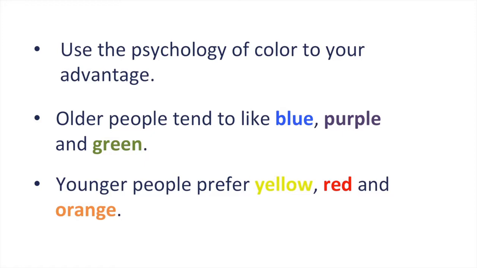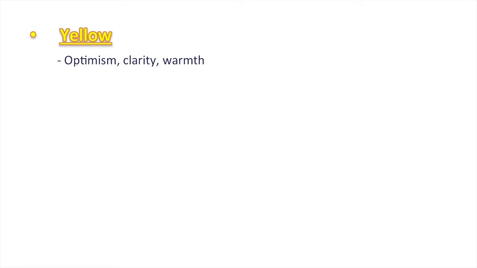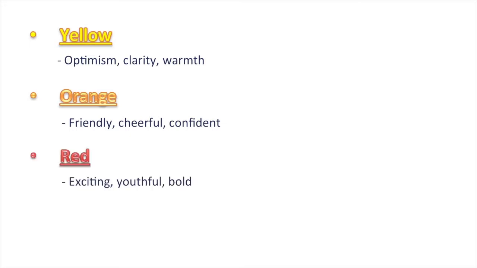In fact, you can actually take it a step further because different colors tend to relate to different things. For example, yellow tends to convey optimism, clarity, and warmth. Orange is considered friendly, cheerful, and confident. Red is exciting, youthful, and bold.